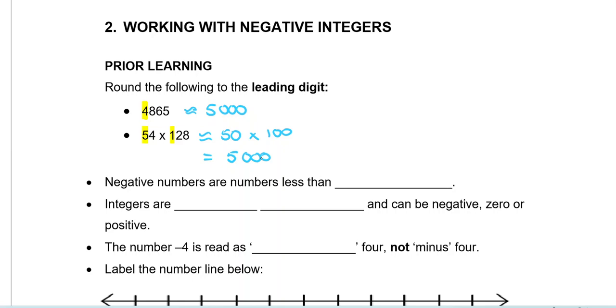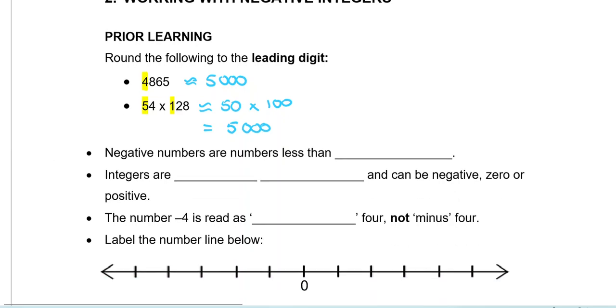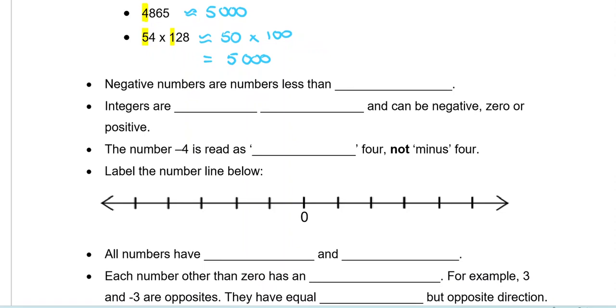Now we are starting our new work, which today we are talking about negative numbers. All right, negative numbers are numbers that are less than 0. So write in here 0. Integers are, hands up, who could tell me the 2 words that need to go in there? Integers are something, something.